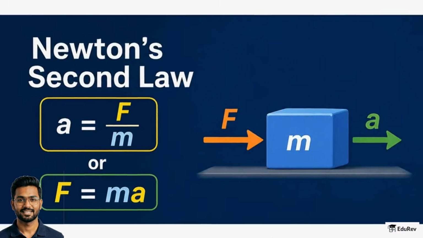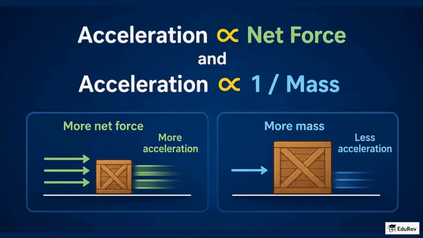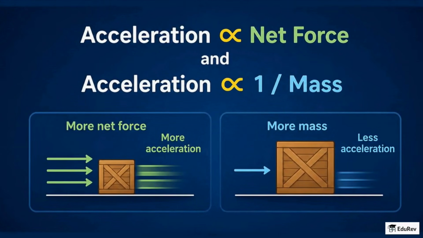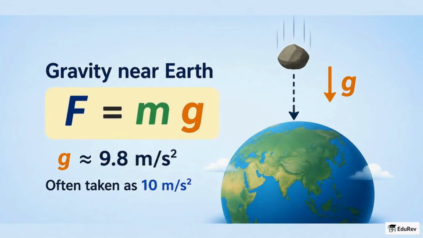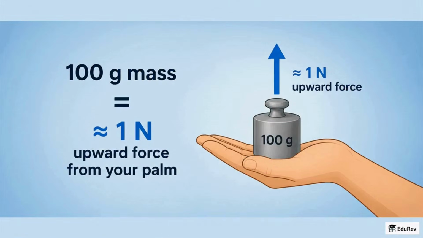Newton's second law connects net force and acceleration. A equals F by m, or F equals ma. This means acceleration is proportional to net force and inversely proportional to mass. For gravity near Earth, the force is F equals mg, with g about 9.8 meters per second squared, often taken as 10 meters per second squared for quick work. For example, holding a 100-gram mass feels like about 1 Newton of upward force from your palm.